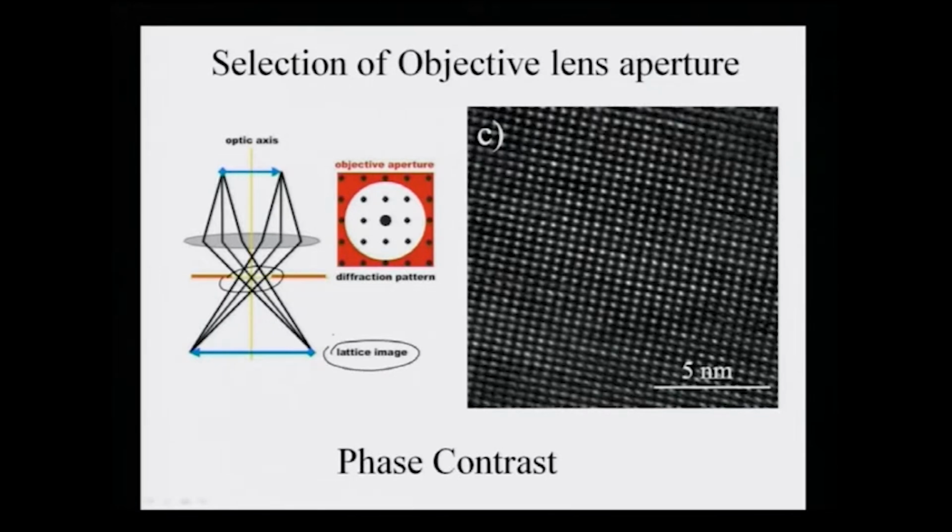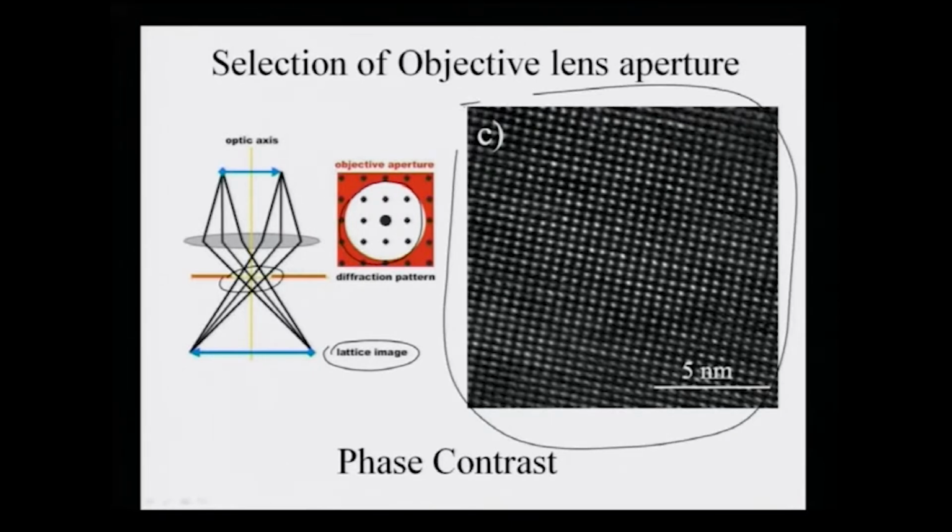This is what is shown here. You could see that I have marked a larger area, or I put a bigger aperture in the diffraction pattern and selected at least 8 diffracted spots along with the transmitted spot, and we can form this kind of phase contrast image.